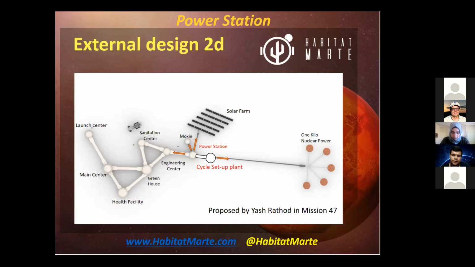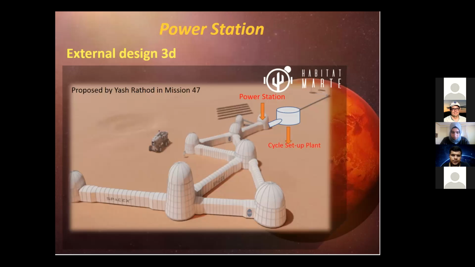as part of the air, and the power station will be directly connected to the engineering center and solar farm, as well as a nuclear power plant. This is a 3D view of our Hybrid Marte, showing all the modules, including the power station and cycle setup plant.